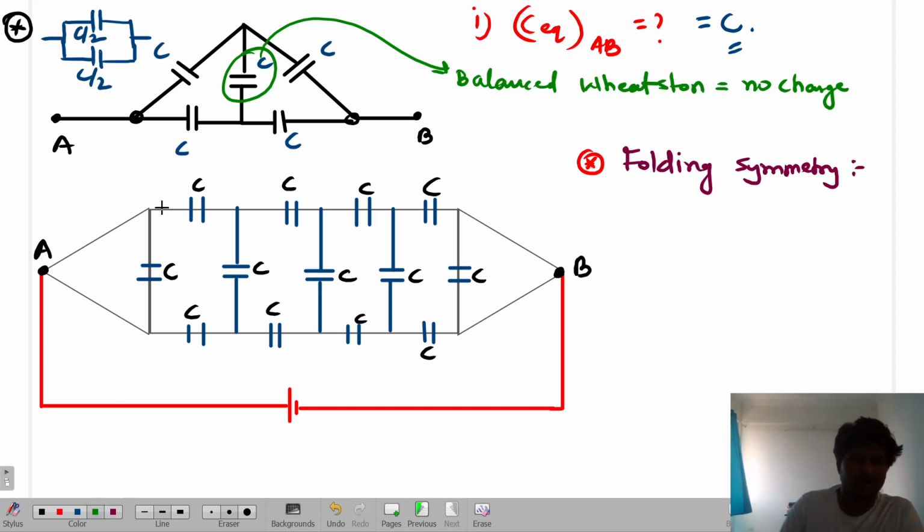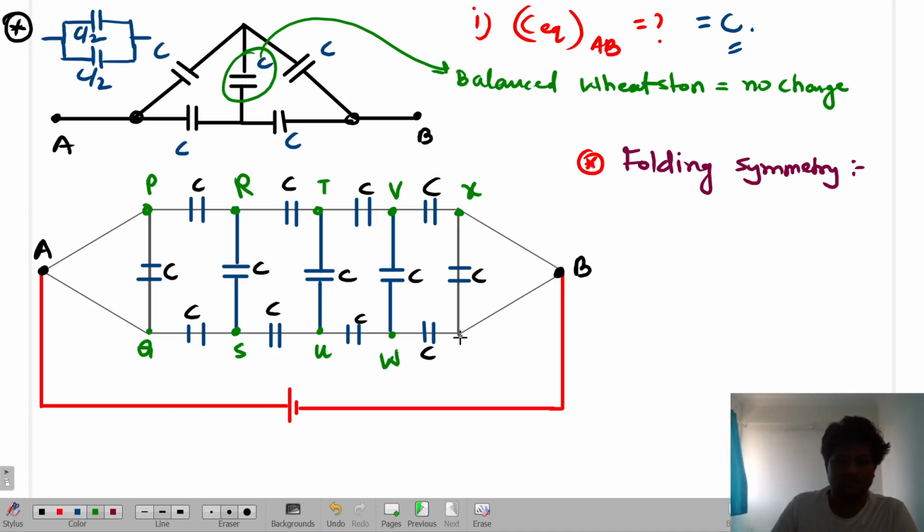Now look over here. Can I just mark these points as P, Q, R, S, and after that T, U, V, W, X, Y. Are you able to get me or not? Can I mark like this way? So look over here. If I just connect them parallelly, you know that the potentials are the same, or not? Okay.